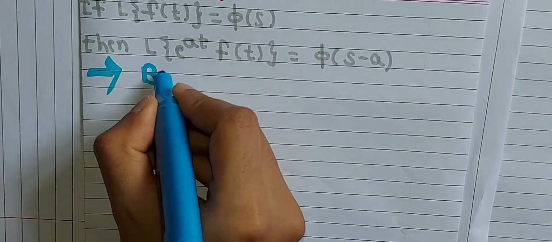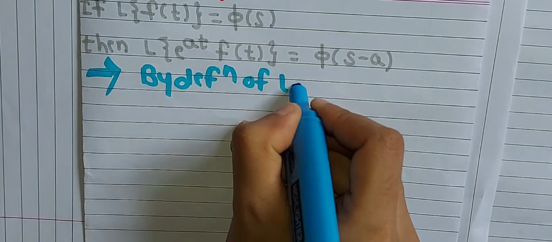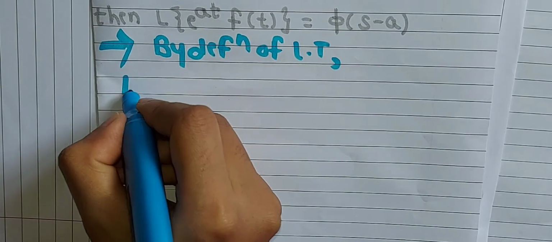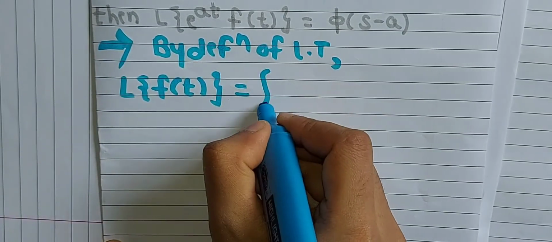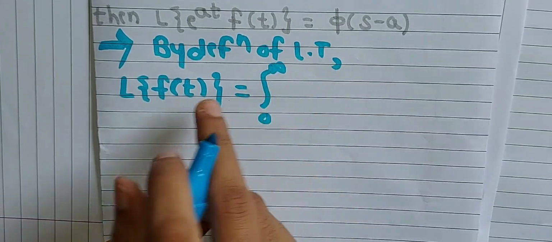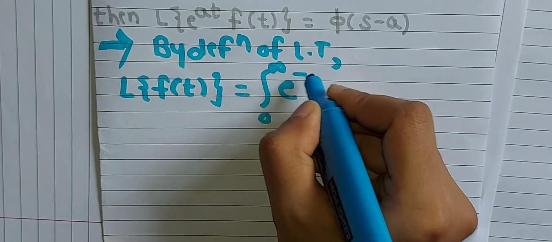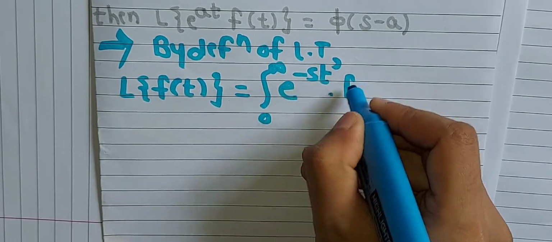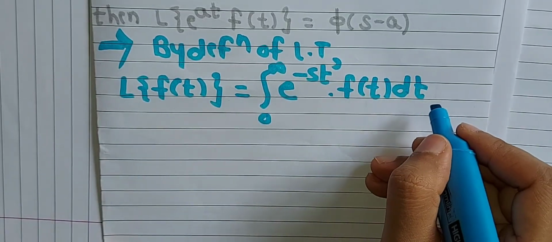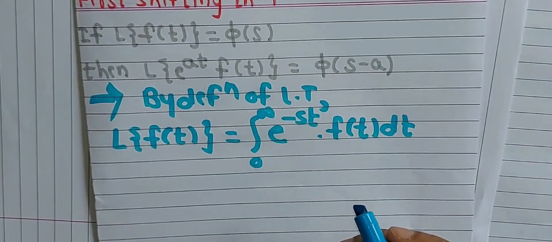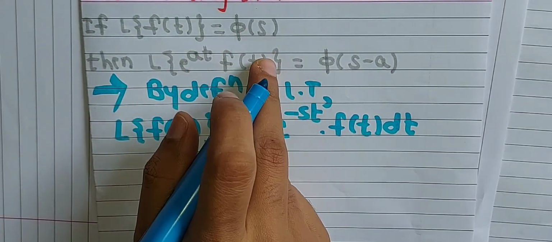By definition, Laplace transformation of f of t can be written as integration from 0 to infinity, that is, t has a range from 0 to infinity. The first term is always fixed, that is e raised to minus st, into the second term, f of t, into dt. So this is your definition of a Laplace transformation. With the help of this definition, we are going to find the value of this Laplace transformation.